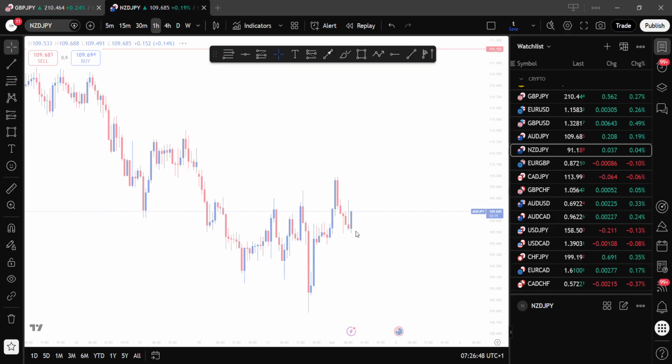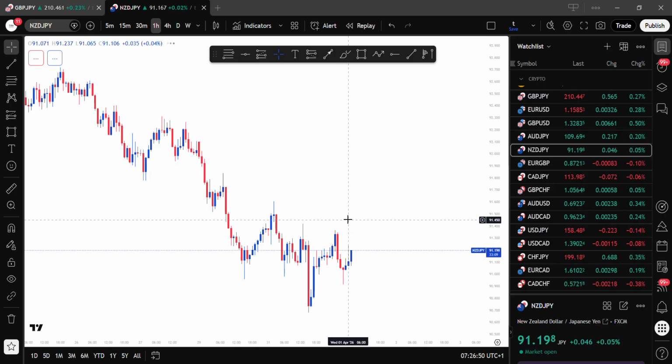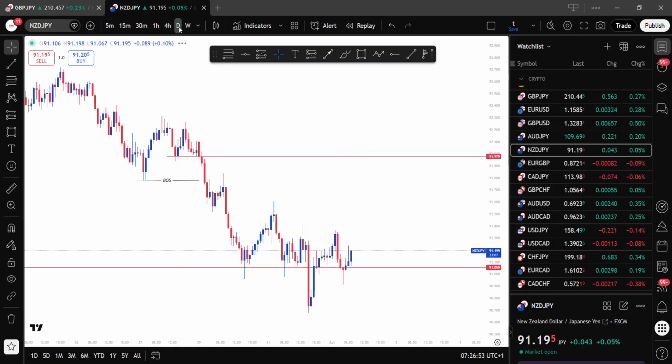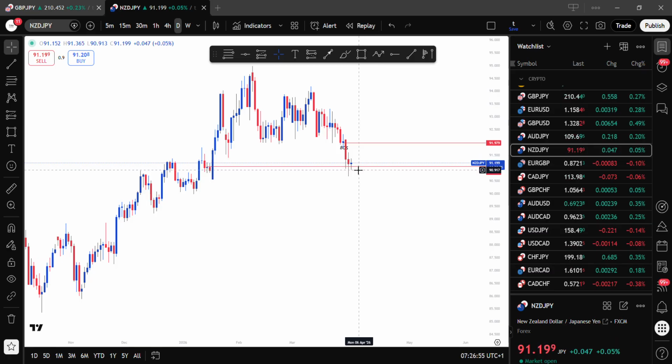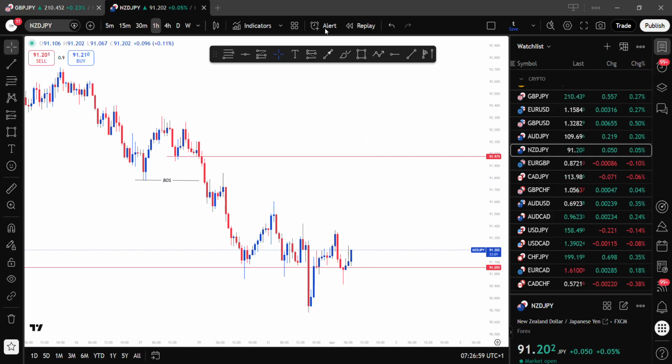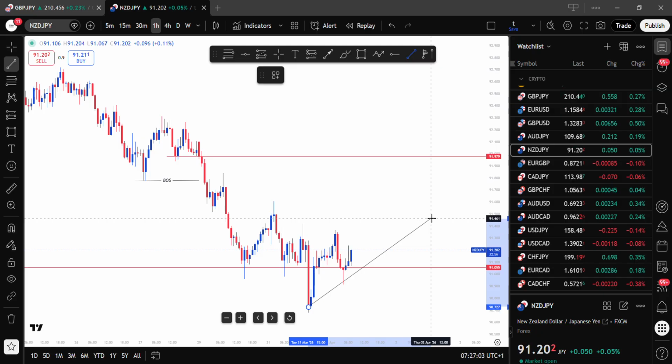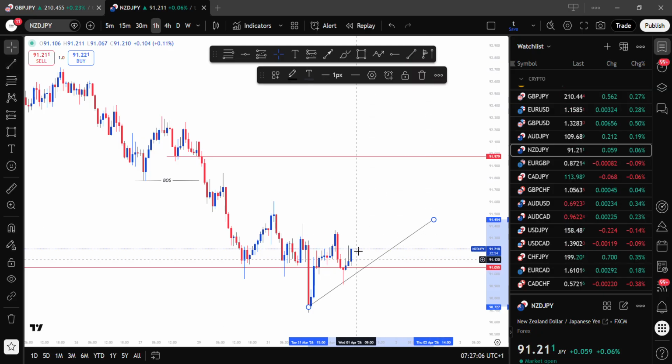On NZD JPY, this is already Wednesday, so we don't have much. So only 2 days left. On the daily time frame, market respected this point already, so we should be looking for a buy on the 1 hour, which there has not been any buy yet, but market kept respecting this. This is the first bounce and the second bounce here. So we should wait for a change of heart at least before we look for entry on this.